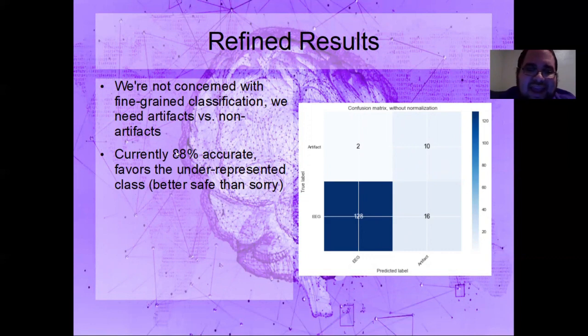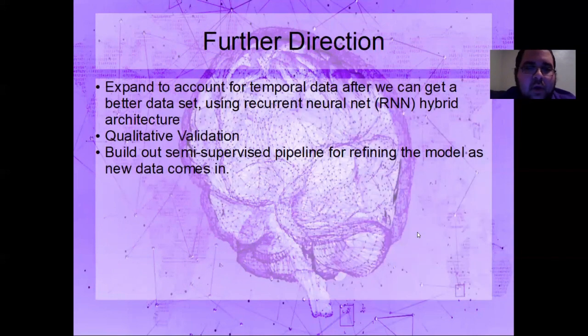So currently, we're getting about 88% accuracy, and we're erring on the side of caution, picking artifact more often than not, when it is the case. So we're actually over picking EEG, which is good because we can manually filter out those remaining components.